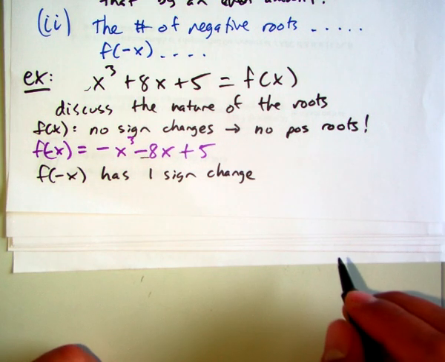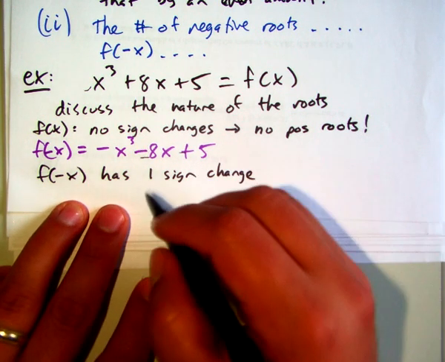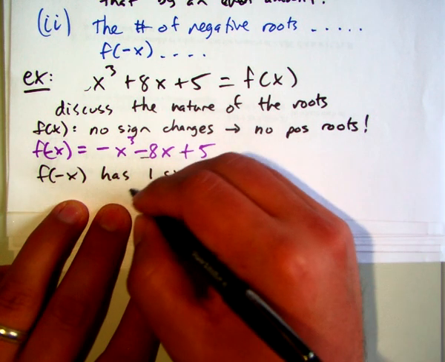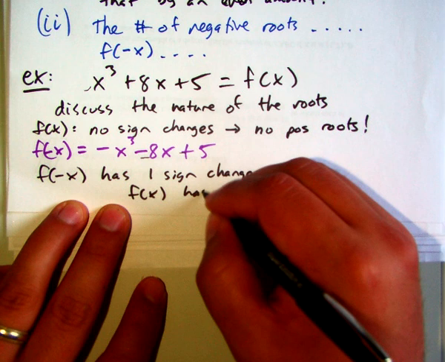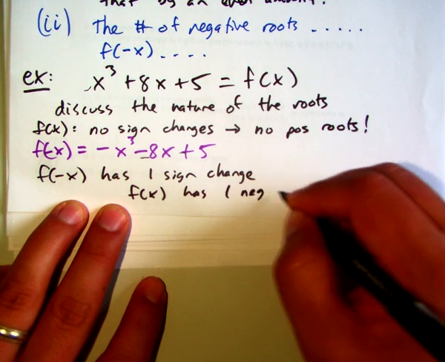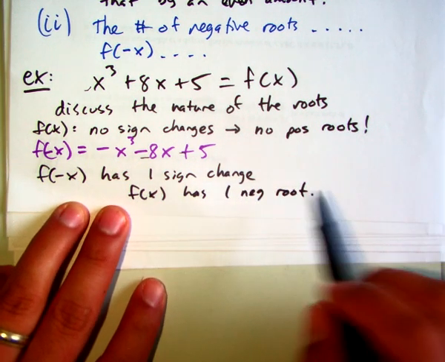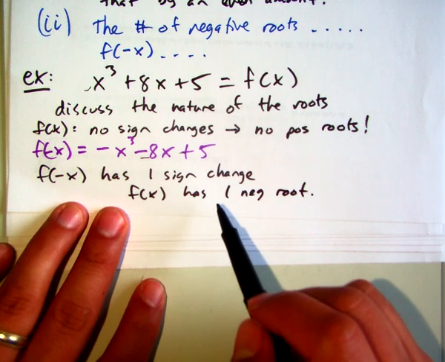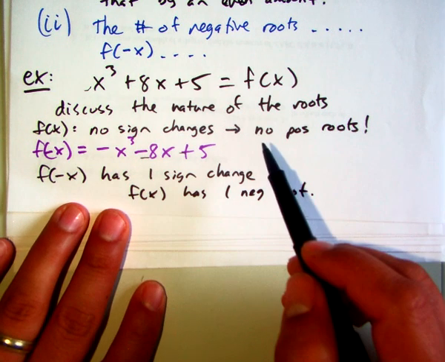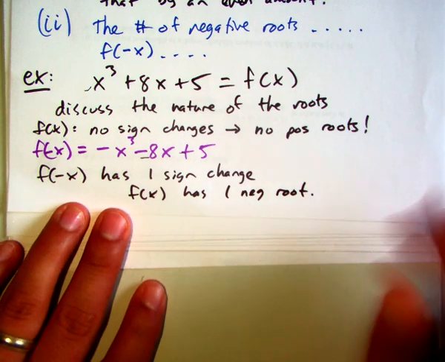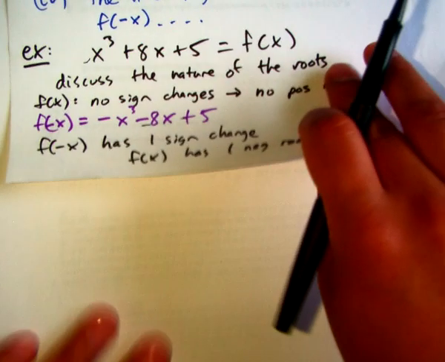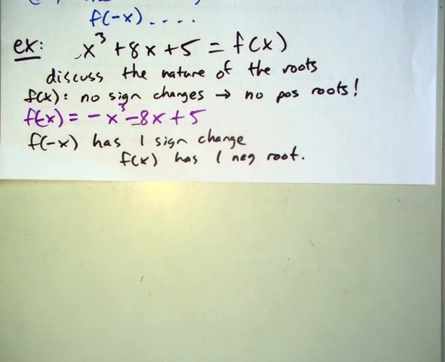So what that means then is that f of x, the original equation, has one negative root. So in this scenario, we're actually pretty specific about what we know. We know that there's no positive roots at all for this, and we know that there's exactly one negative root, which gives us some information about the other two roots.